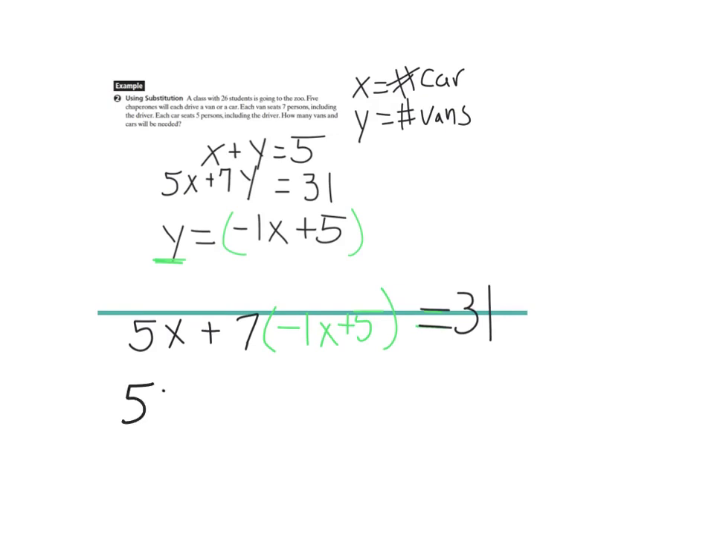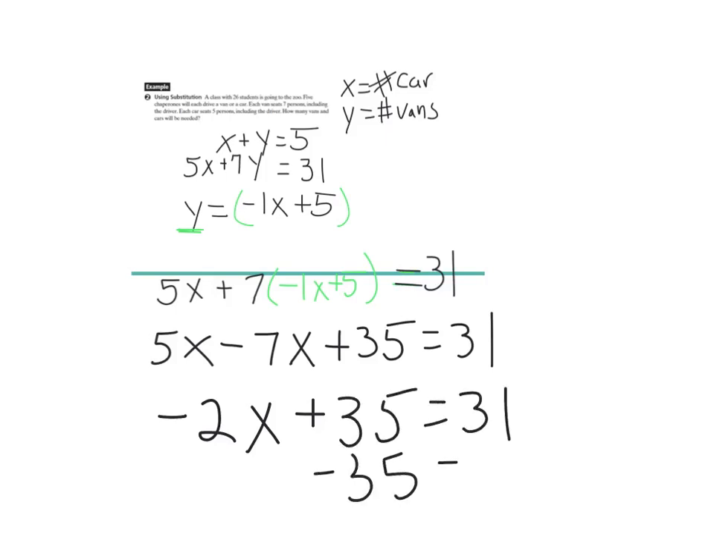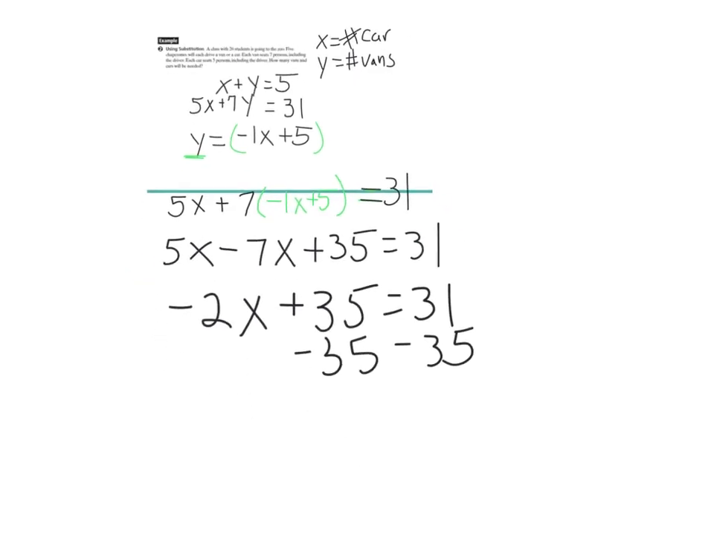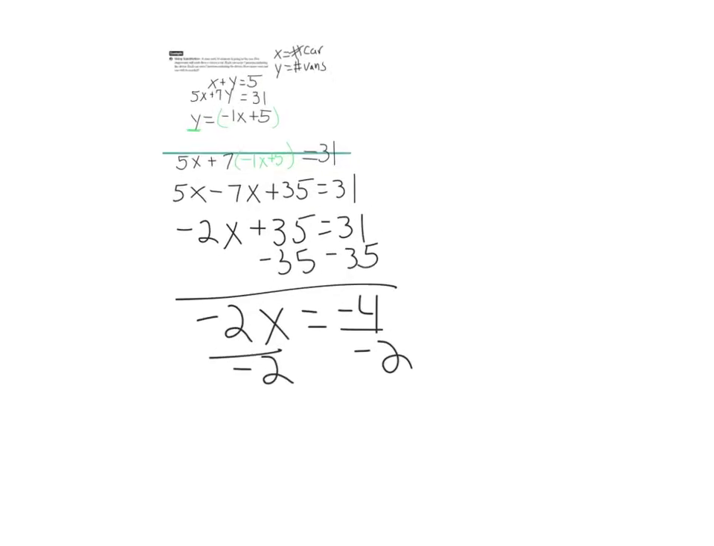Let's do that math here. We get 5x plus negative 7x plus 35 equals 31. And you're going to be like, what? This isn't going to work out. But it does. Trust the math. So we have negative 2x plus 35 equals 31. Subtract 35 from both sides, and we are left with negative 2x equals negative 4. Divide both sides by negative 2.